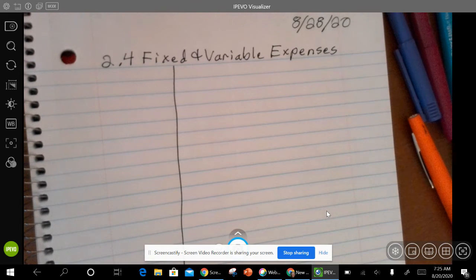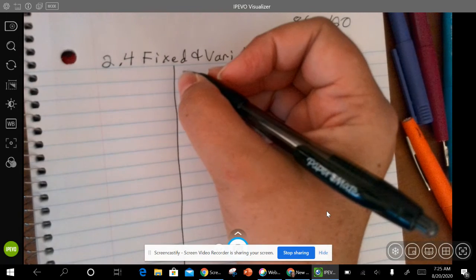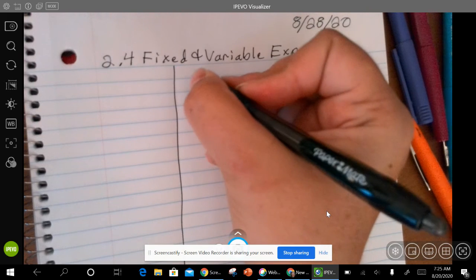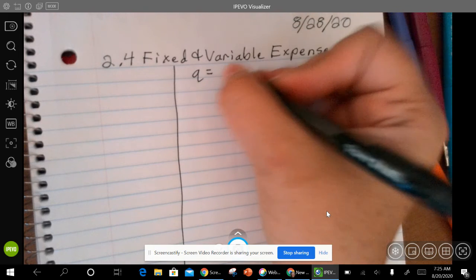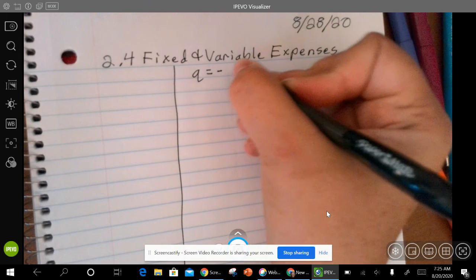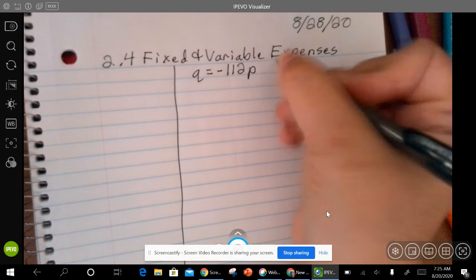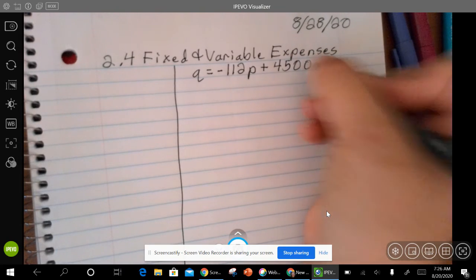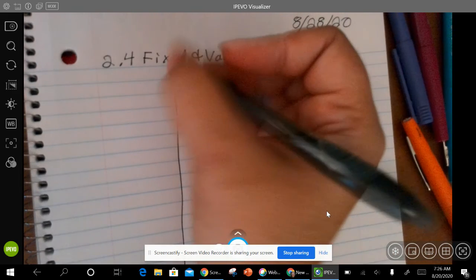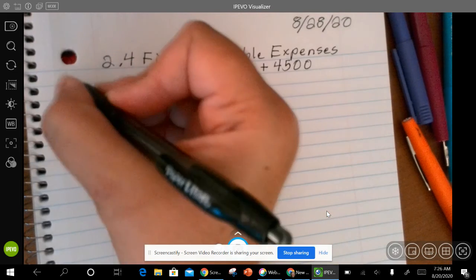Okay, so we're still working on this, everybody. What we have with this one is called our demand function. So our demand function is the quantity is equal to negative 112 times the price plus 4,500. Okay. So this is what we call the demand function.